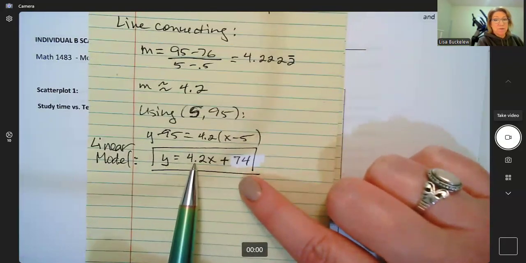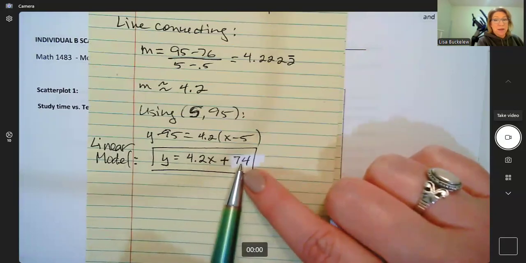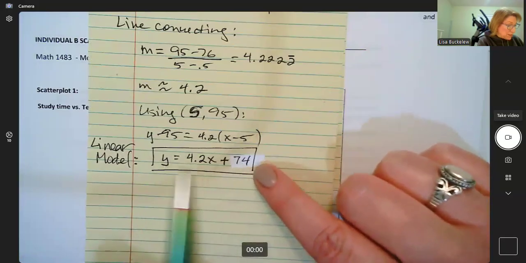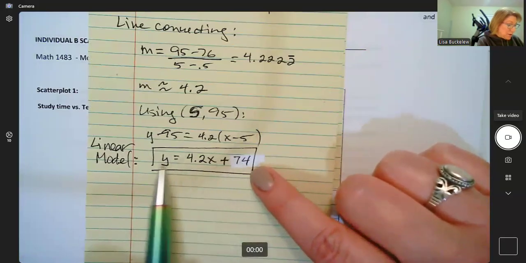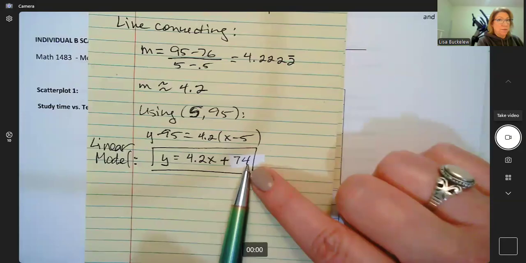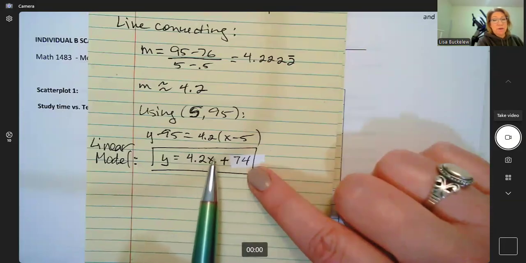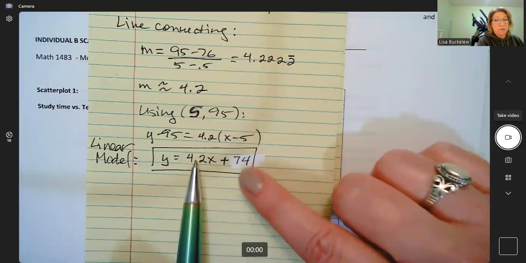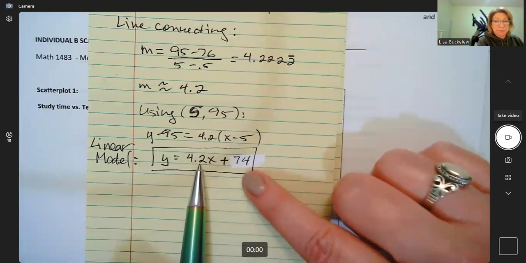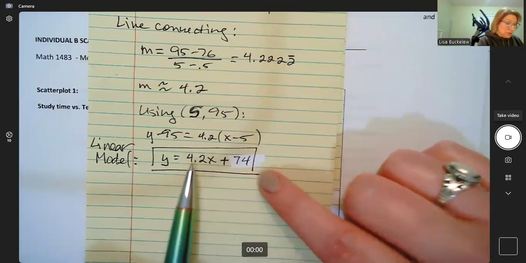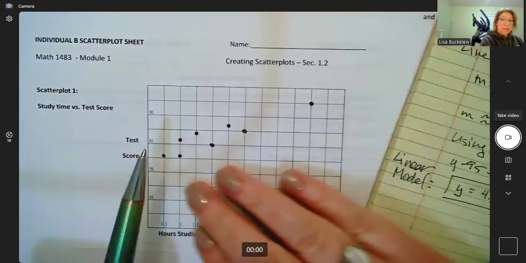The slope is about 4.2x and the y-intercept is about 74. So remember what that means is that according to this model, the average score for people who don't study at all would be predicted to be 74. And for every extra hour that you study, that overall is expected to improve your test score by 4.2 points. That's what that means.